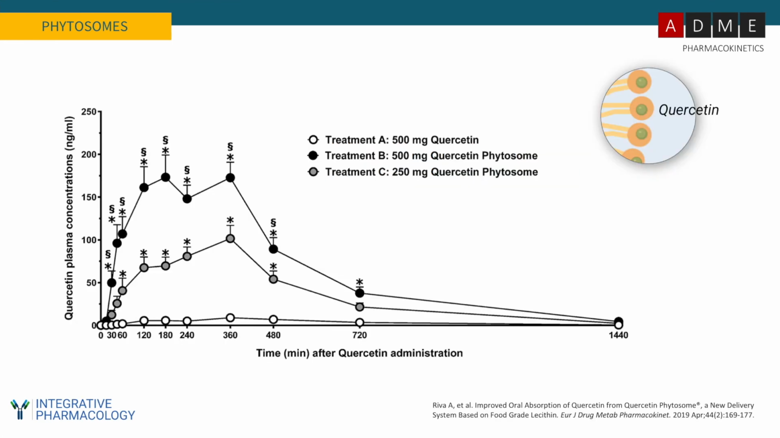Here's a pharmacokinetic profile of quercetin in a phytosome. Whether given at a dose of 250 milligrams or 500 milligrams, the phytosome clearly outperformed the unformulated quercetin by a landslide. So you can see a clear advantage with area under the curve, as well as peak plasma concentrations.